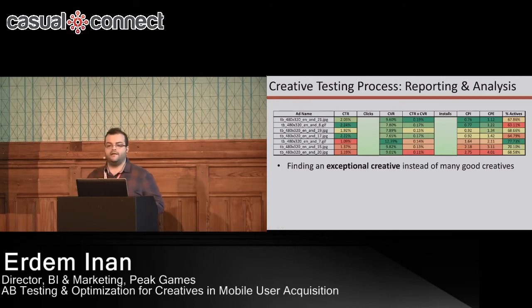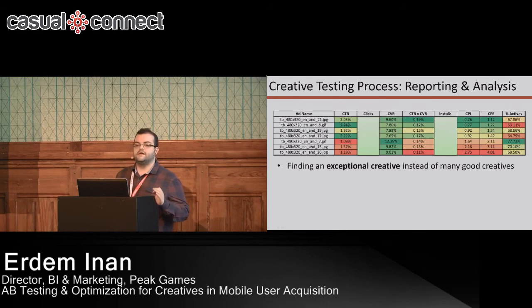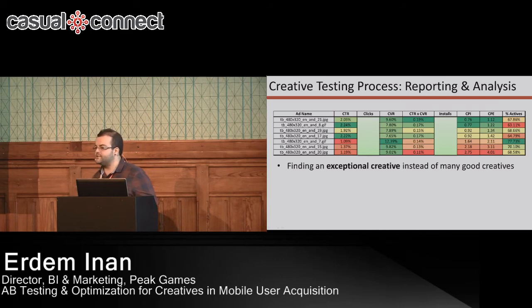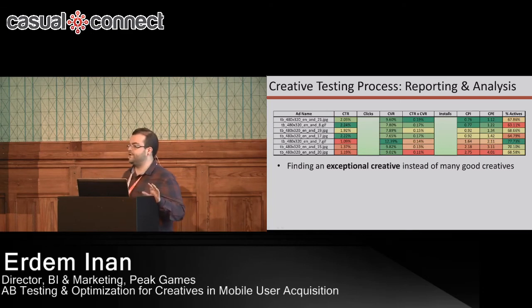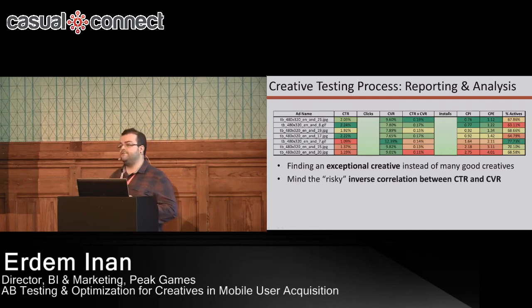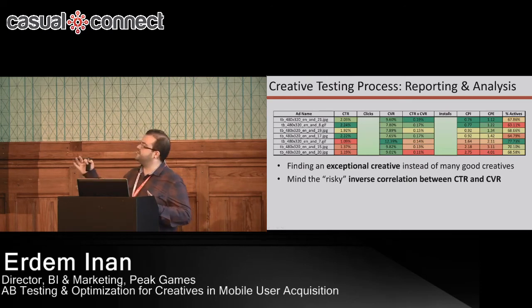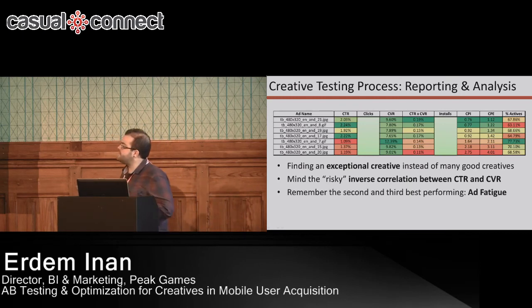One thing to keep in mind is, if you have a lot of good images, it's always better to find an exceptional image that just outperforms the good images, because that exceptional image will spend 50–60% of your budget. And there might be an inverse correlation between CTR and CVR if you are pushing your CTR in an unnatural way, tricking your users. This will result in a lower CVR or a lower quality of users. And make sure that you know the second and third best performing images, because a time will come where you will need them.